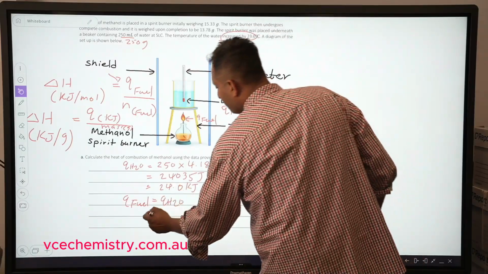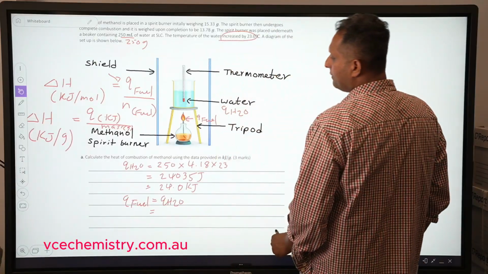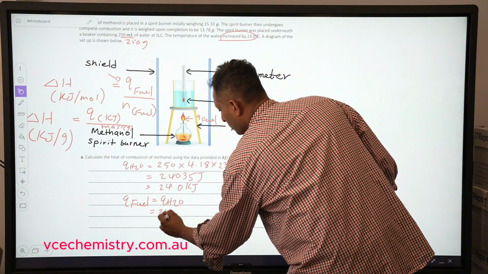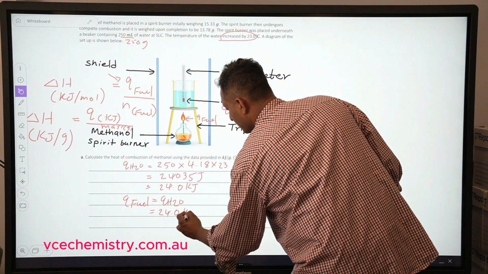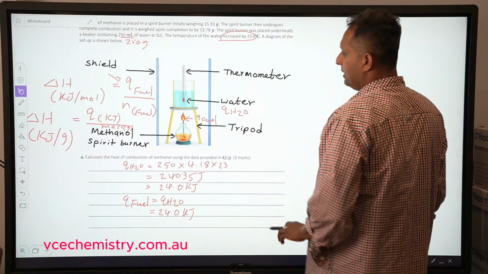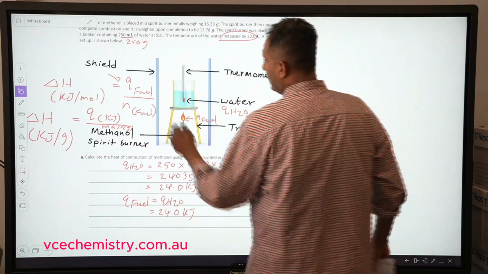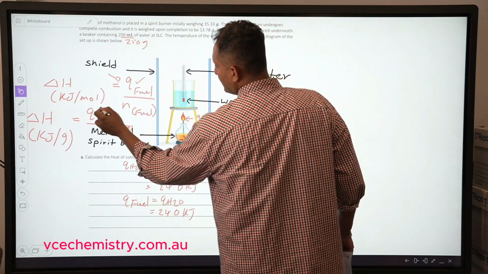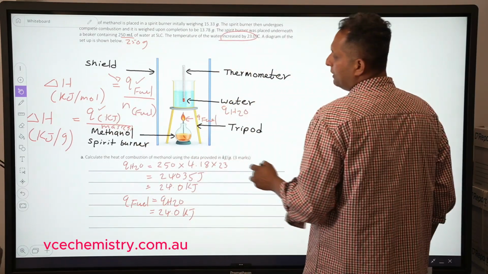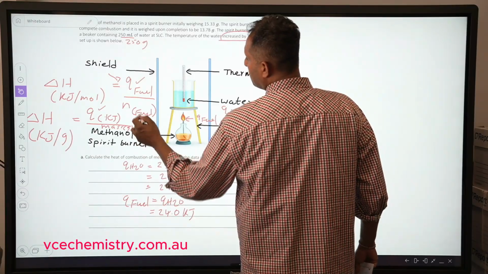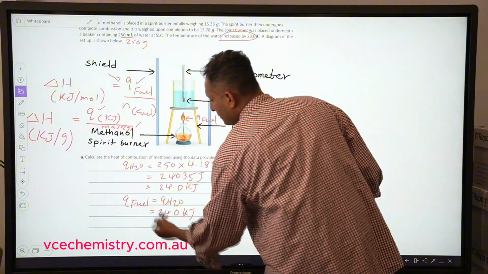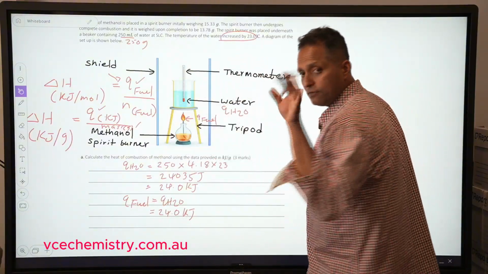So therefore Q fuel is going to be equal to 24.0 kilojoules. Now we got that right. Okay, so this is done. Then we need to find the mass of the fuel burnt, the mass of the fuel that produced this much, or 24 kilojoules of energy.